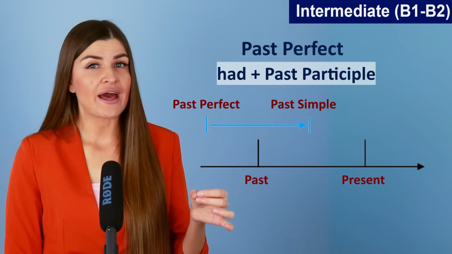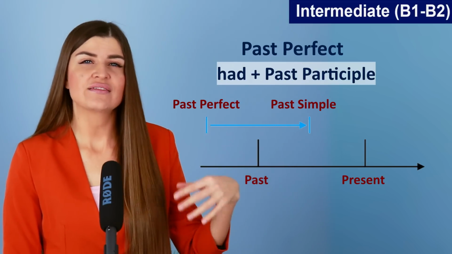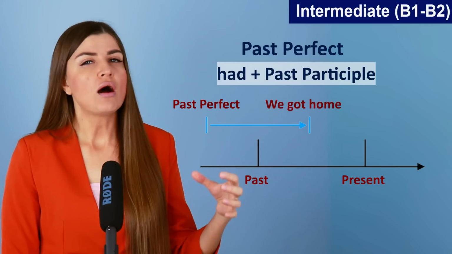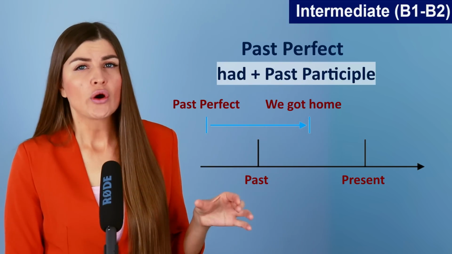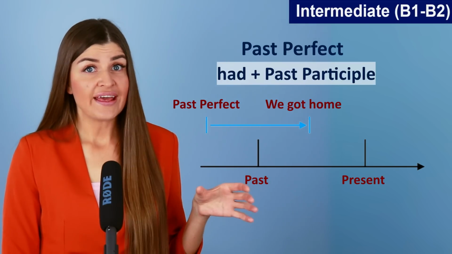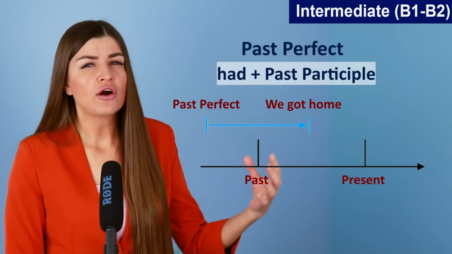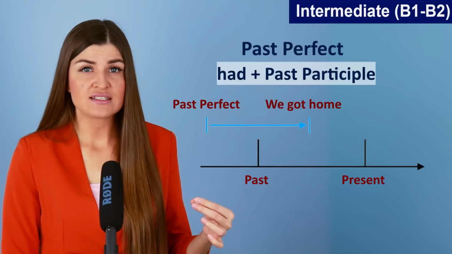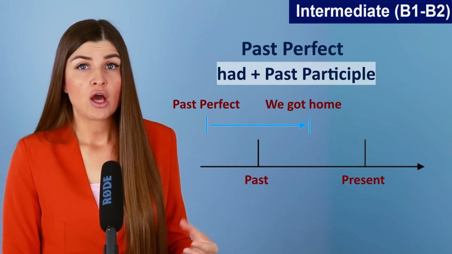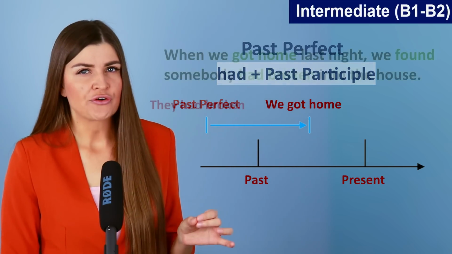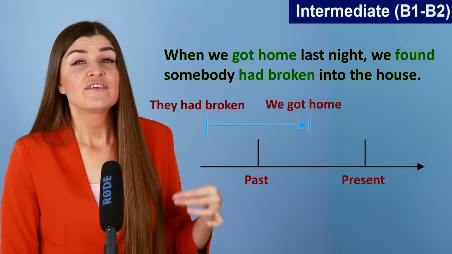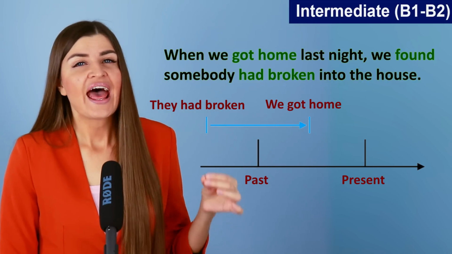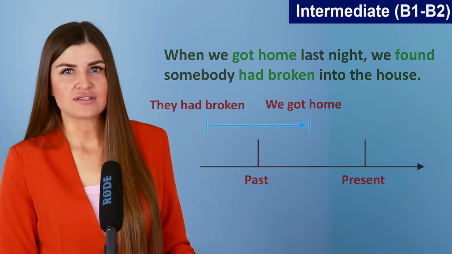Sometimes we talk about something that happened in the past. We got home last night. This is the starting point of the story. Then, if we want to talk about things that happened before this time, we use the past perfect. When we got home last night, we found that somebody had broken into the house.